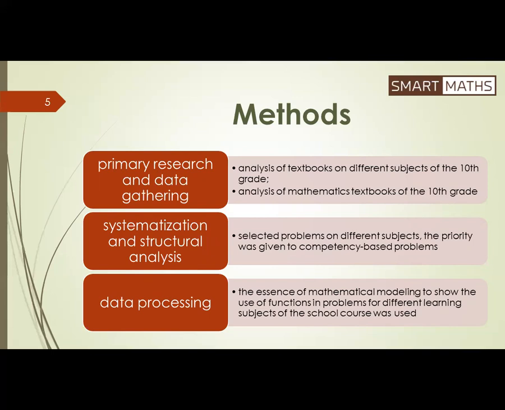So, while choosing the system of problems for the 10th grade aimed at revealing cross-curricular connections on the example of the topic, functions, their features and graphics, with other subjects, the following methods were used: primary research and data gathering, analysis of textbooks on different subjects of the 10th grade, analysis of mathematics textbooks of the 10th grade, systematization and structural analysis, selected problems on different subjects. The priority was given to competency-based problems. Data processing, the essence of mathematical modeling to show the use of functions in problems for different learning subjects of the school course was used.